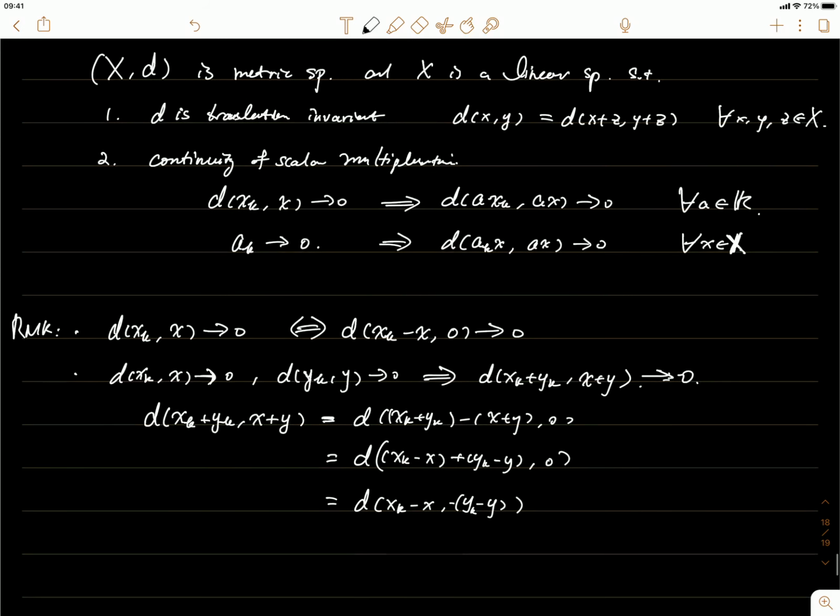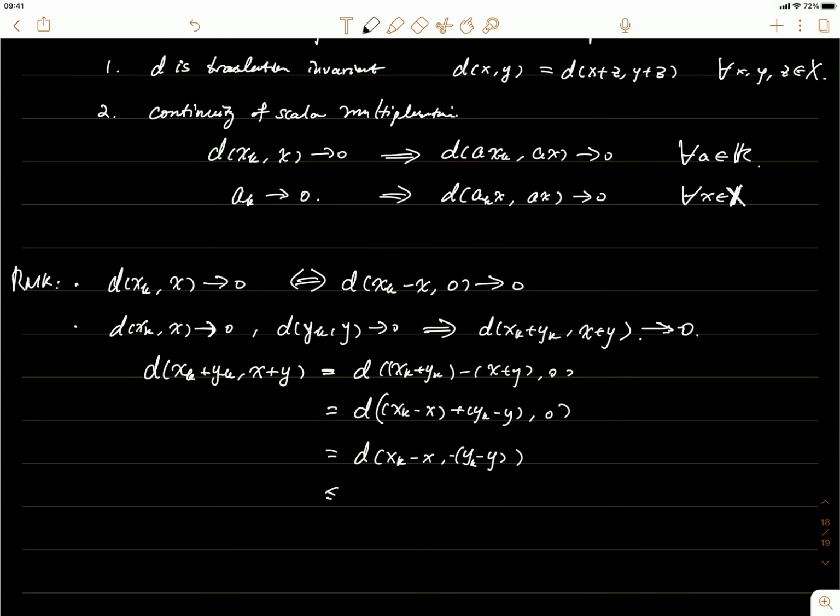So this will be y minus yk, or minus yk minus y. Okay, and by triangle inequality of d, this should be less than or equal to d of xk, using another element 0, so this is just 0, negative yk minus y.